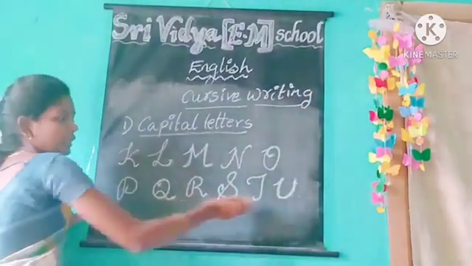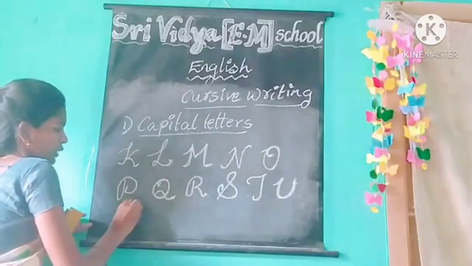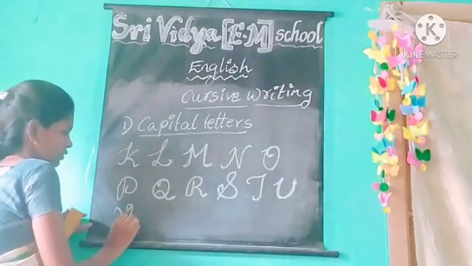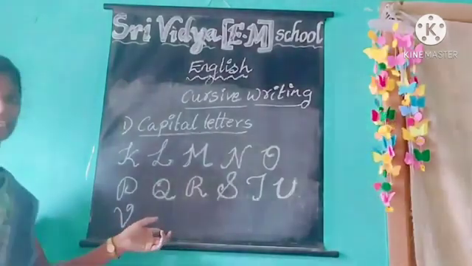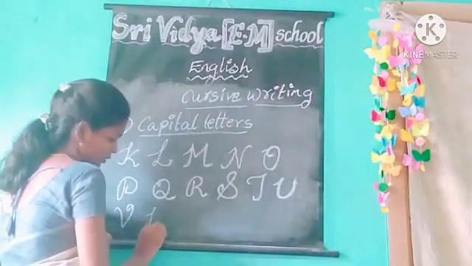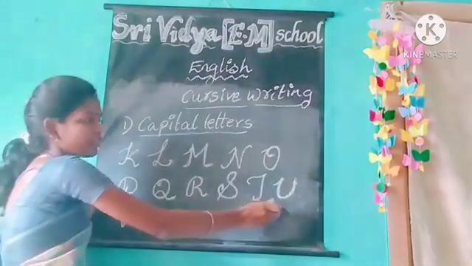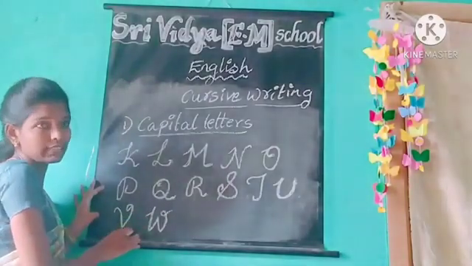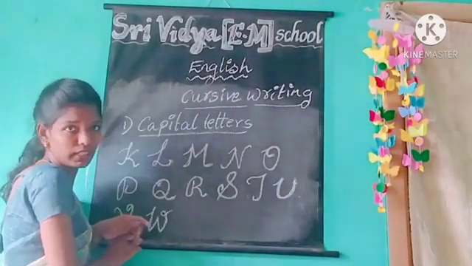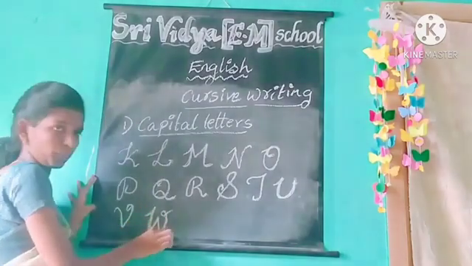Then after U, what is the next letter? V. The next letter is V. After V, the next letter will be W. After U, the next letter we wrote is V. Then the next letter is W. How should we pronounce it? As W. Okay. So W should be written in this way.